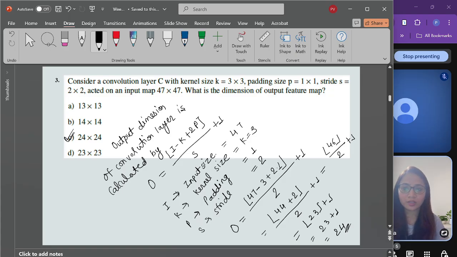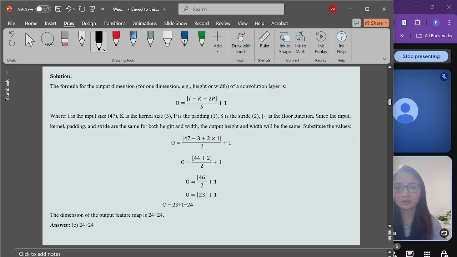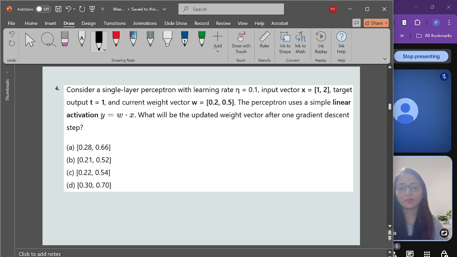Okay, so have you understood this question also? I hope all of you have understood this question. The detailed solution I have added here again, so you can see it later also. Now moving to our next question.